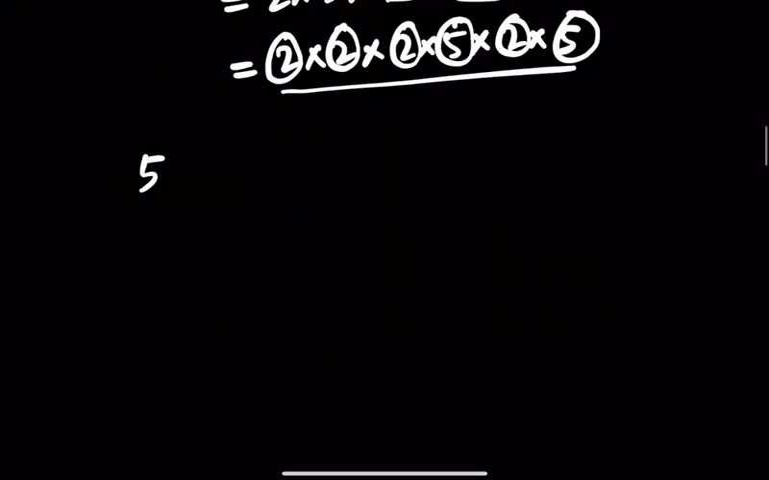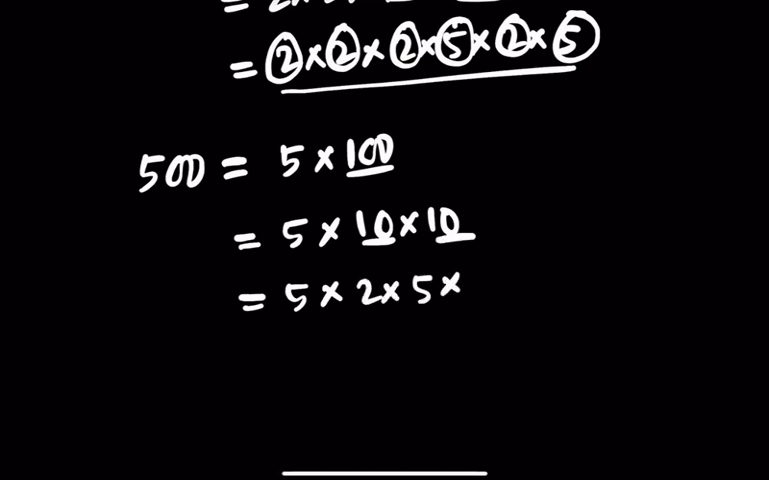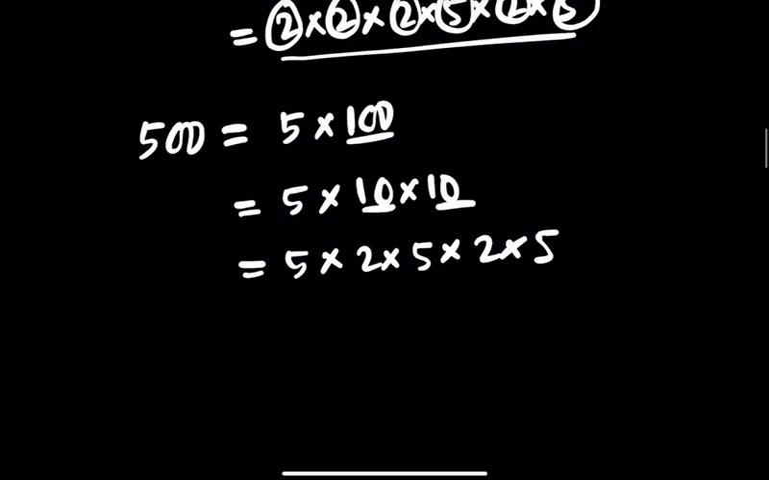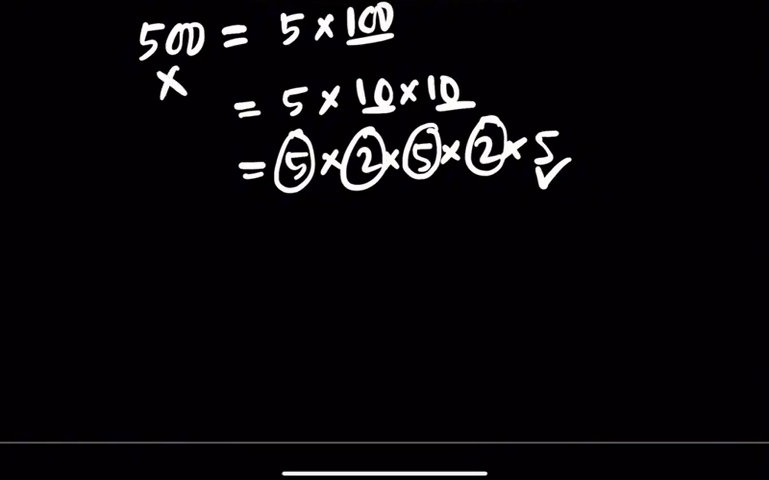Now let's see if 500 is a perfect square. 5 times 100 is 500. I can write this 100 as 10 times 10. Furthermore, I can write this 10 as 2 times 5, and same with this other 10, 2 times 5. Now let's see if all the factors have a pair. This 5 has a pair. This 2 also has a pair, but this 5 right here doesn't have a pair. Therefore, 500 is not a perfect square.